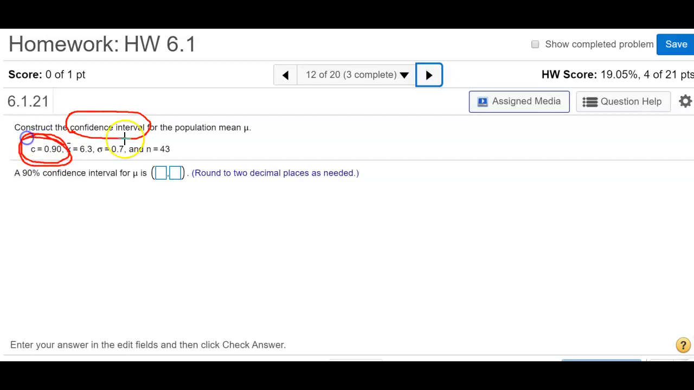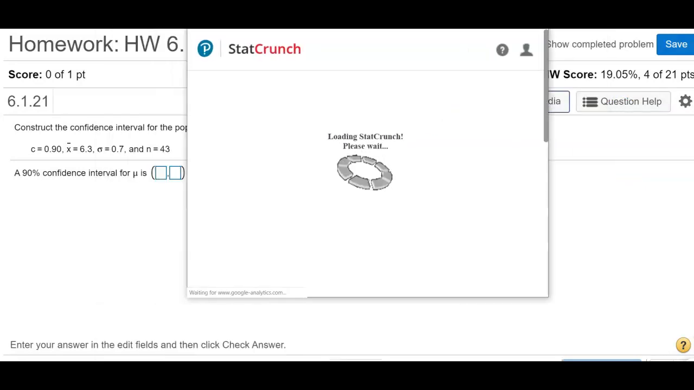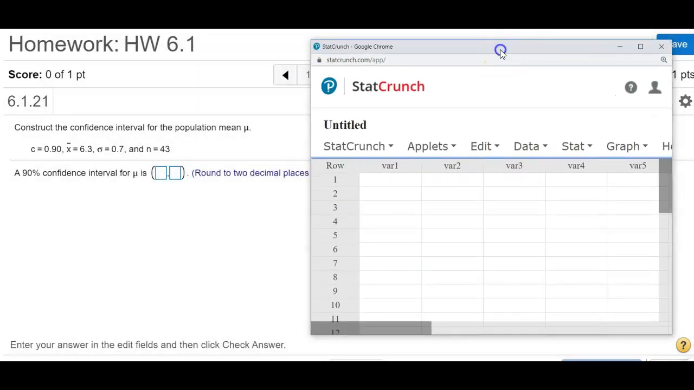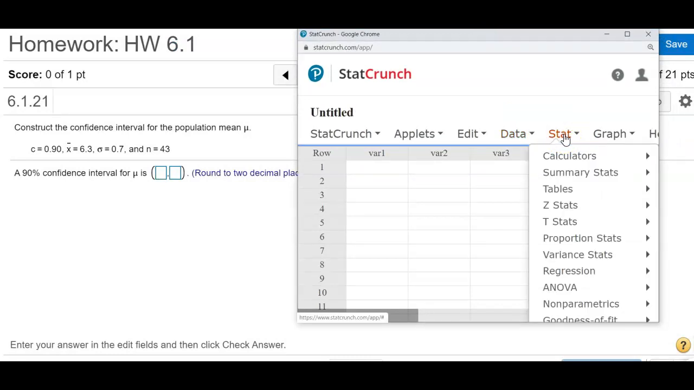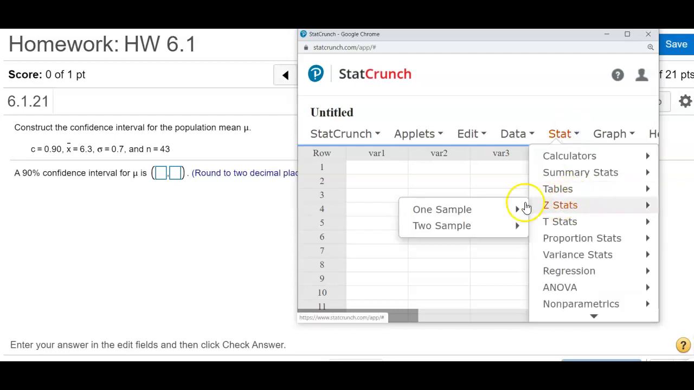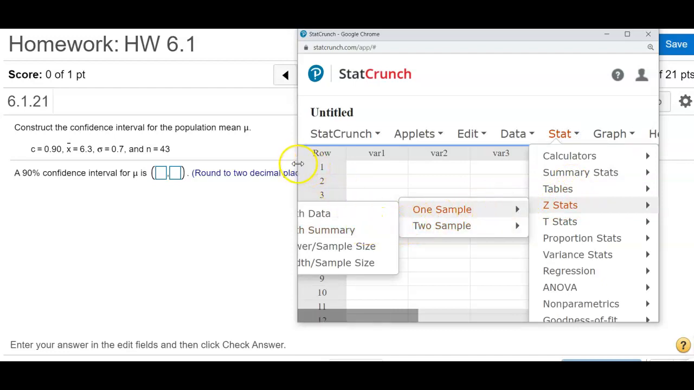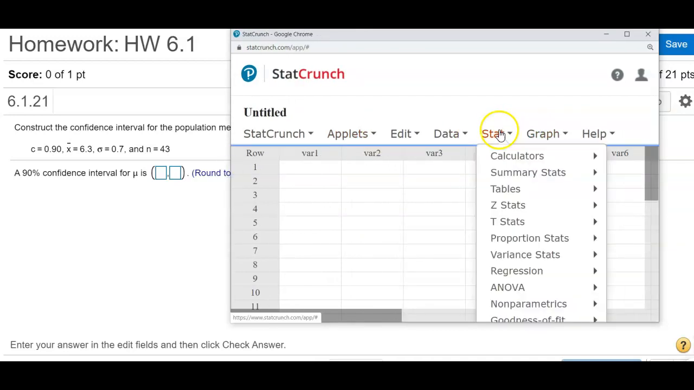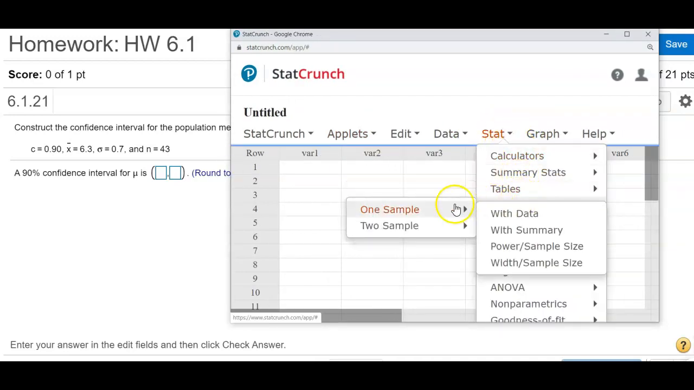You're 90% confident. So let's go ahead and use StatCrunch. Have your pen and paper ready. If not, pause the video and have it ready. StatCrunch. Be very careful here because we're going to be looking into a whole different statistics. Stats, Z-stats, one sample with summary. Let me expand this. I should have done that before.